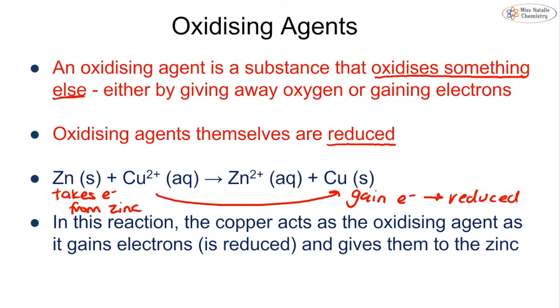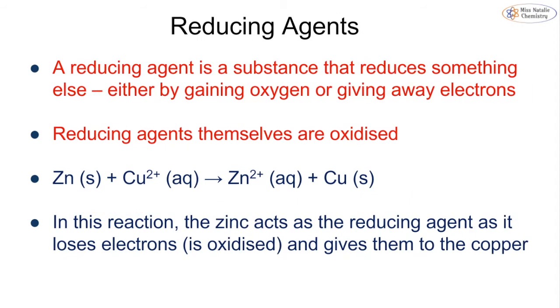So by causing the zinc to lose electrons, the copper is causing the zinc to be oxidized. So we call it an oxidizing agent. It's very important that we understand that oxidizing agents cause something else to be oxidized, and by doing that, they are reduced. So in this case, the copper acts as the oxidizing agent.